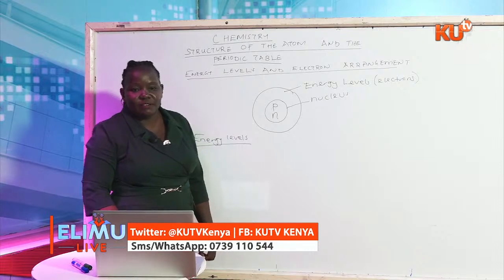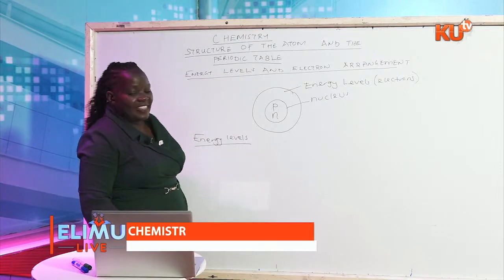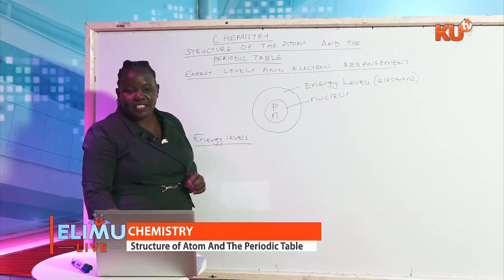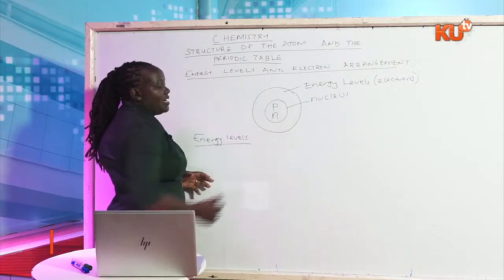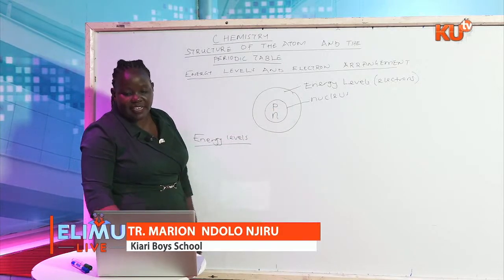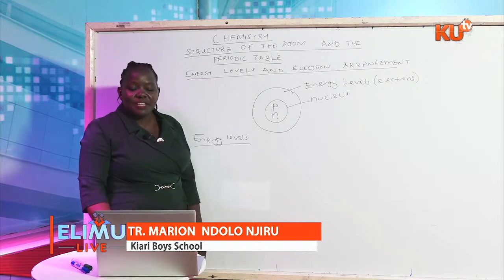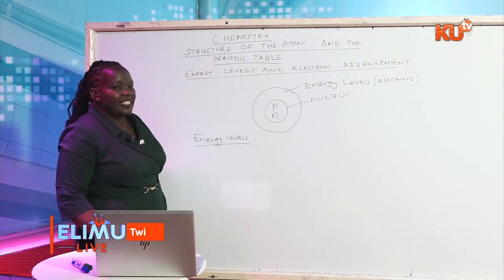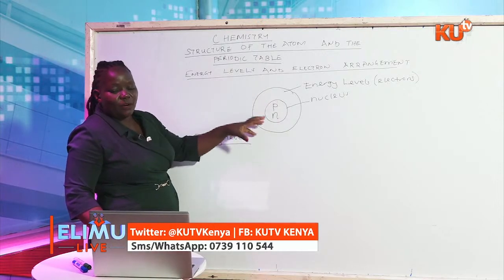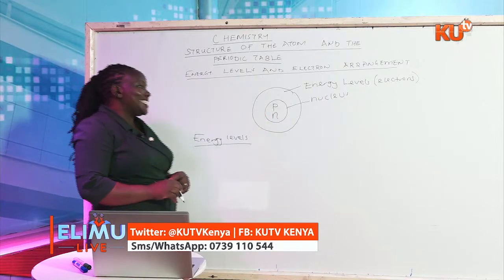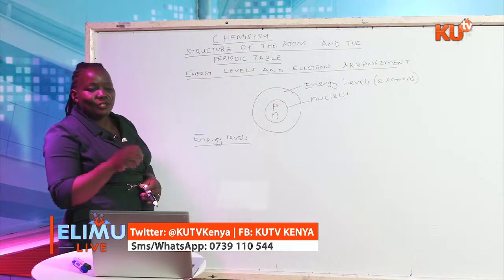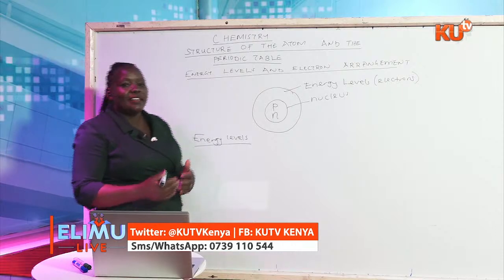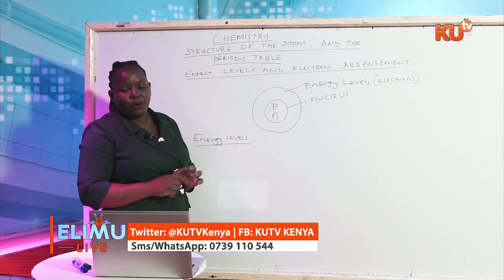When you talk about the energy levels, I've just mentioned that they are the regions surrounding the nucleus that are occupied by electrons. The region around the nucleus, which is occupied by electrons, is what we refer to as the energy levels. There are some things I want us to note about the energy levels. Number one, because they are around the nucleus, we number them starting with the energy level that is closest to the nucleus, then as we move outwards.